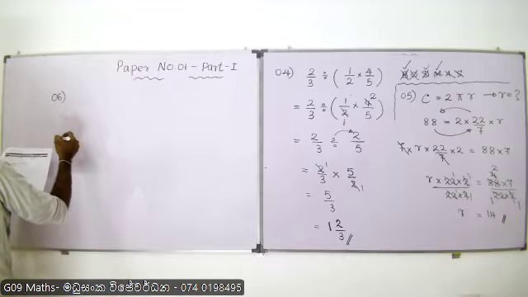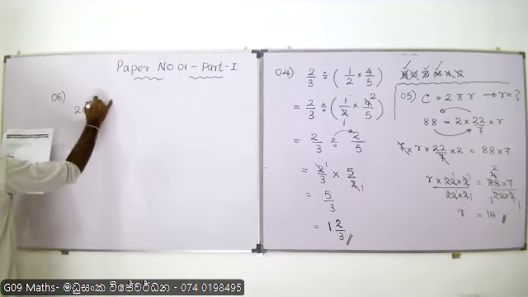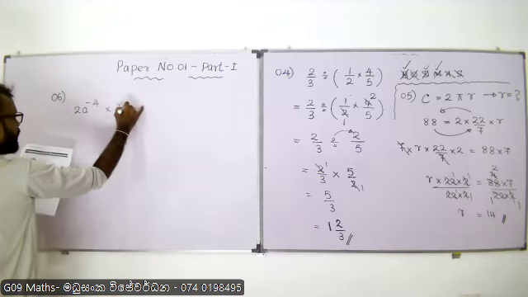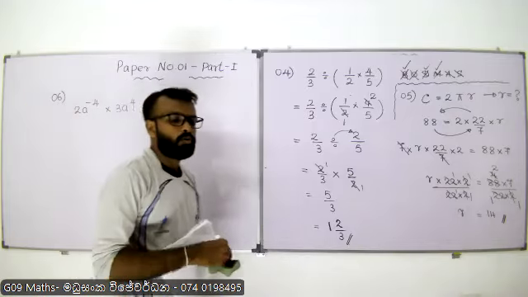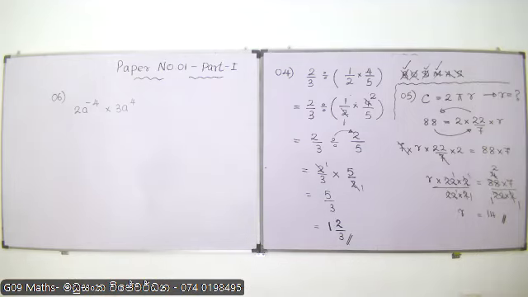Sixth one. Simplify 2a to the power minus 4 multiplied by 3a to the power 4. So how to do this? Very important thing.